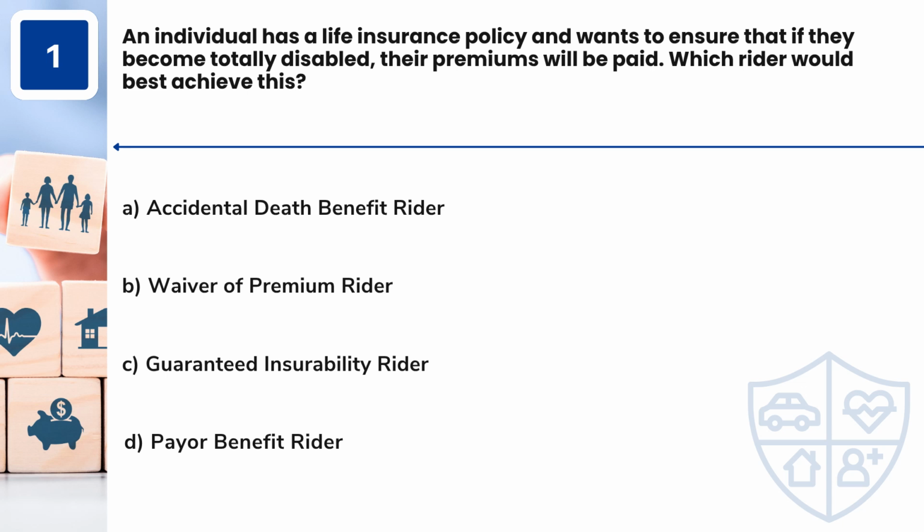Question 1. An individual has a life insurance policy and wants to ensure that if they become totally disabled, their premiums will be paid. Which rider would best achieve this? A. Accidental death benefit rider. B. Waiver of premium rider. C. Guaranteed insurability rider. D. Payer benefit rider.